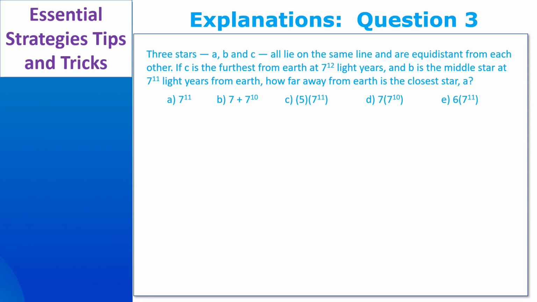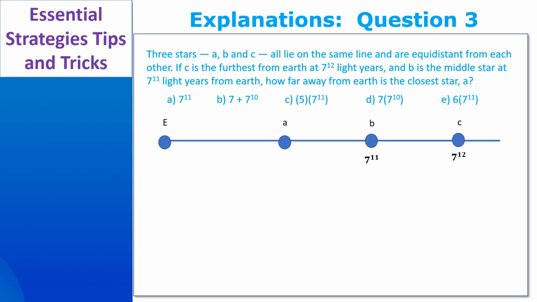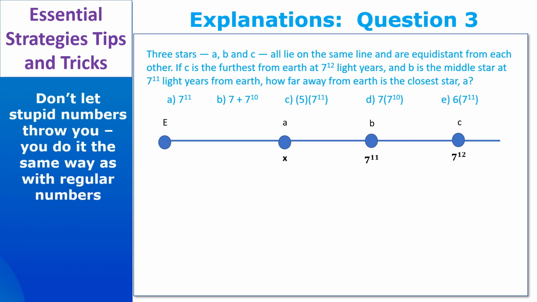Okay, first off, I hope you can see that they put you on a number line. Earth is basically at point 0, then star C is at point 7 to the 12th, star B is at point 7 to the 11th, and you're being asked, what point is star A at? Now, this is a classic question type. They're trying to confuse you and intimidate you with stupid numbers. Don't get thrown off. You're going to figure this out just like you would if you were given regular numbers.